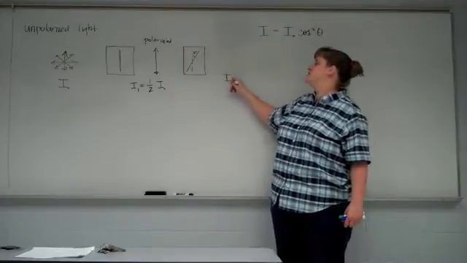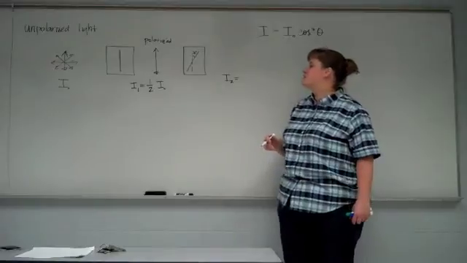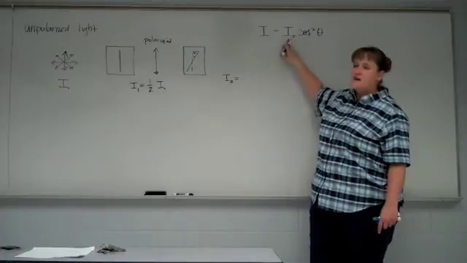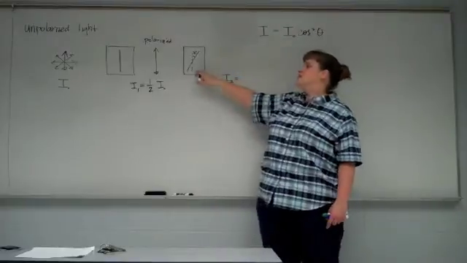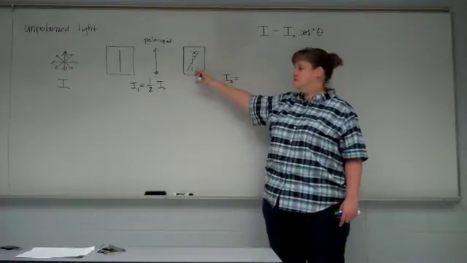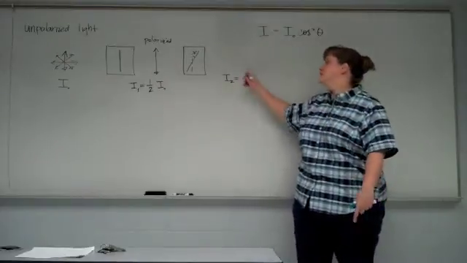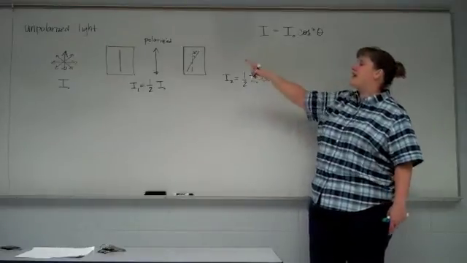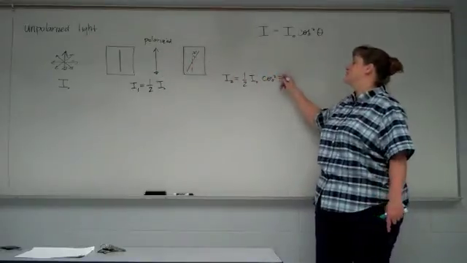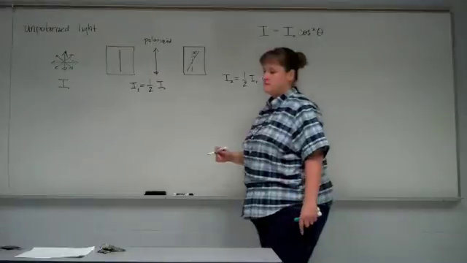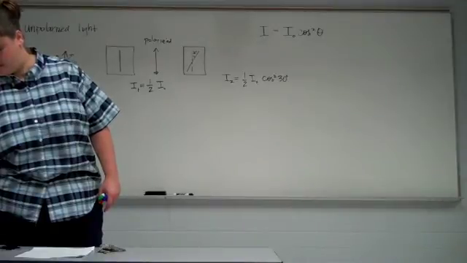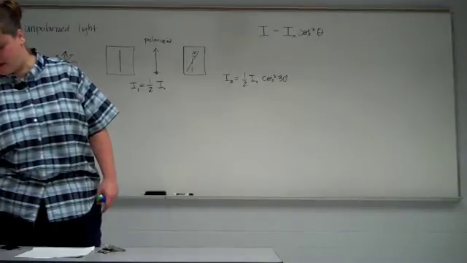So the intensity 2, the intensity of the light that makes it through, is going to equal the original intensity shining on the filter. I naught represents whatever intensity is shining on the filter. So what intensity do we have shining on this filter? The 1/2 of the original. So 1/2 I naught. And then we have the cosine squared. The angle between our light and the filter is 30 degrees. So the cosine of 30, we want to square that and times it by 1/2.